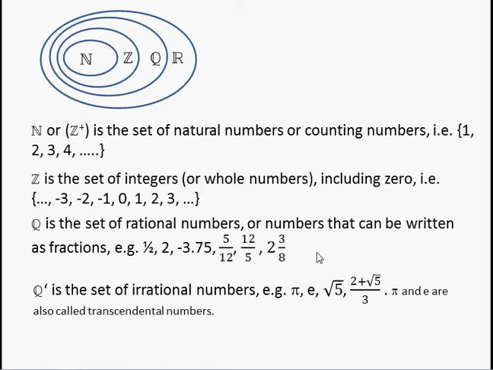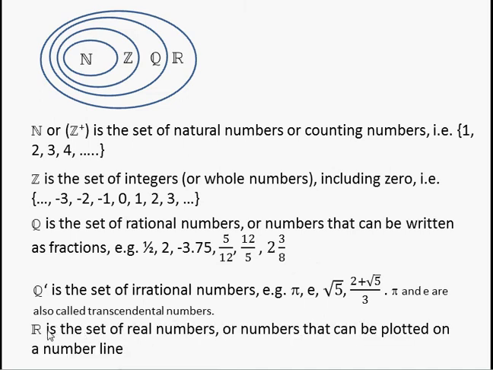And finally, when you put that all together, you get the set of real numbers, which is any number that can be plotted on a number line, which is all the irrational, all the rational, all the integers, and all the natural numbers. This little diagram up the top isn't just a little pretty symbol.